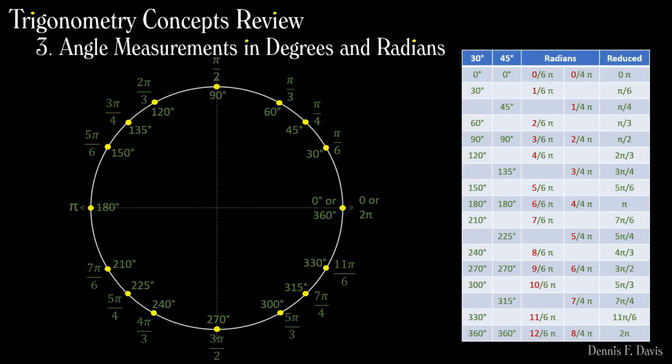Each additional multiple of 30 degrees is another pi over 6 radians. Let's do the 45 degree multiples. It will be faster since there aren't as many.